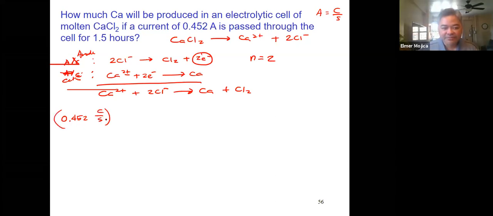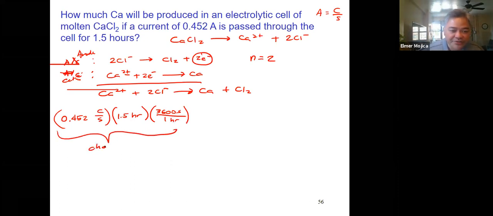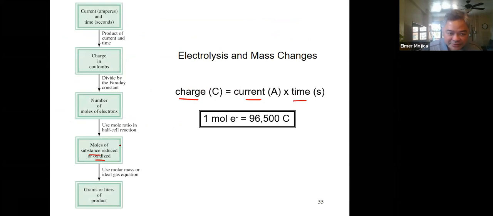Now look at the time. The time that is given for me is 1.5 hours. So what do I need to do? I need to convert it to seconds. So how do I do it? So maybe 3,600 seconds per 1 hour, right? So we are now on the charge. We are now on this step.